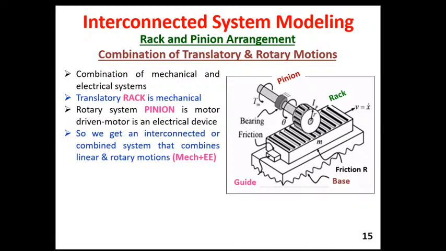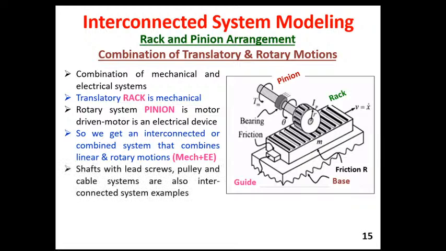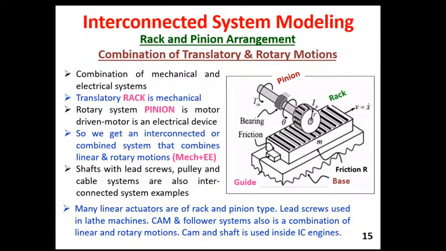Okay, so we get an interconnected or combined system that combines linear and rotary motion. It is a combined system because it adds fundamentals from mechanical as well as electrical. Shafts with lead screws are another mechanical application. Pulley and cable systems are all interconnected systems. They all go in the same line: there will be a rotary object that will be rotating, and translatory motion will be created from that rotary motion.